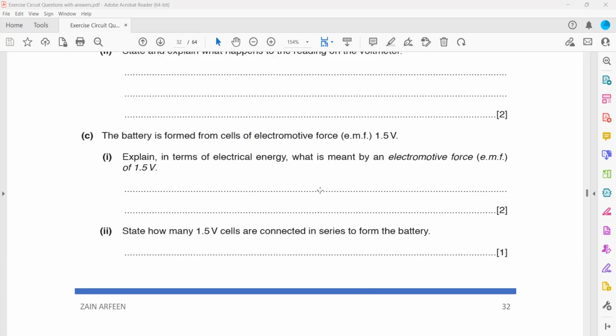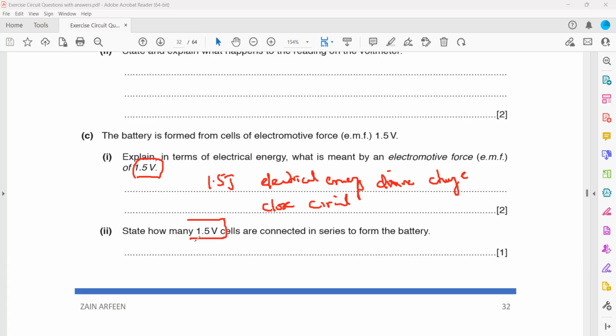So we have to write the definition of EMF or electromotive force. 1.5 joules of electrical energy is used to drive the charge. 1.5 volt means 1.5 joules of electrical energy to drive or move the charge around a circuit, or in a closed circuit.